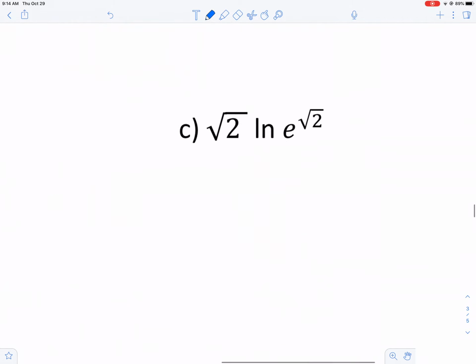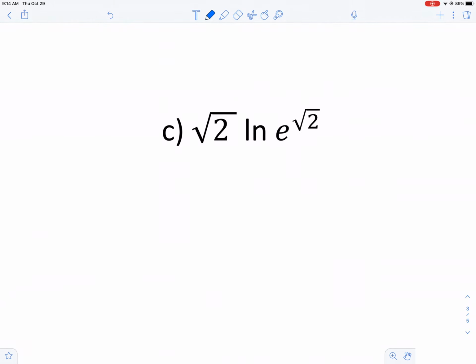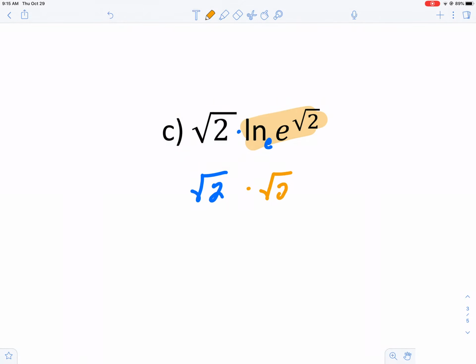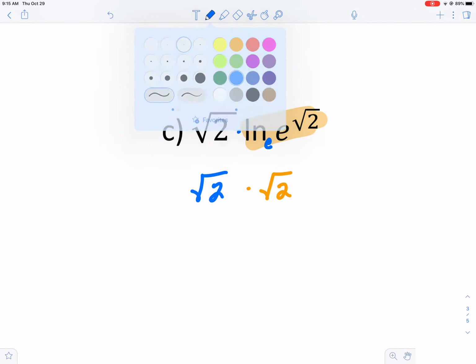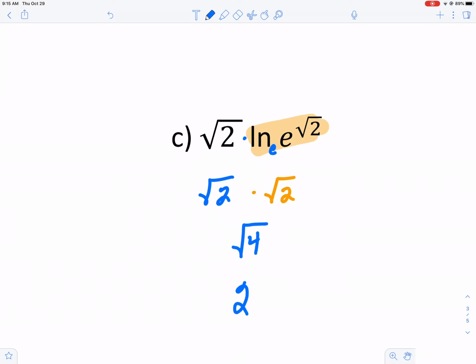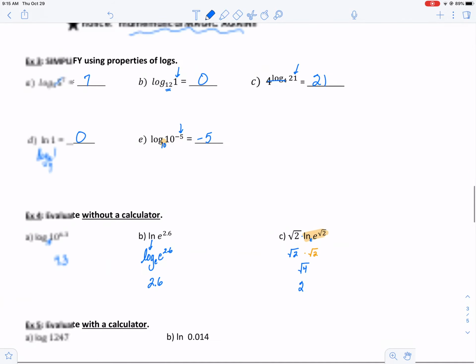This one is a little more interesting because I have that square root of 2. So let's put the square root of 2, and that's going to be times the natural log. Remember, it just means it's got a base of e. So those bases are going to cancel out, and this would be my answer. So the answer to this is just the square root of 2. Well, the square root of 2 times the square root of 2 is the square root of 4, which is just 2. So the answer to that whole problem is just 2.